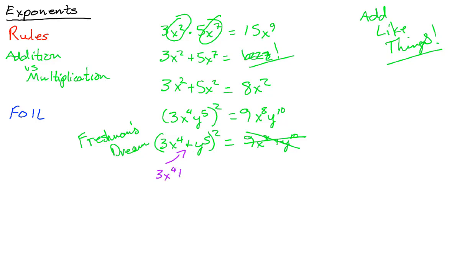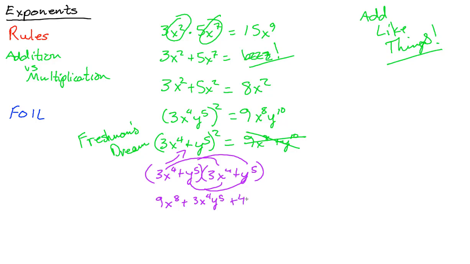So this is 3x to the 4th plus y to the 5th in parentheses times 3x to the 4th plus y to the 5th. And what that plus sign means is you must distribute. When you do polynomials, you have to distribute like that. That's where you get 9x to the 8th plus 3x to the 4th, y to the 5th, 3x to the 4th, y to the 5th, and plus y to the 10th. Good. Ooh, now we can combine like terms right in there, and we get 9x to the 8th plus 6x to the 4th, y to the 5th, plus y to the 10th.